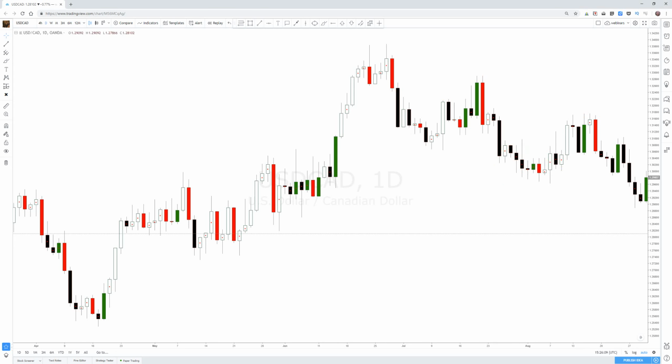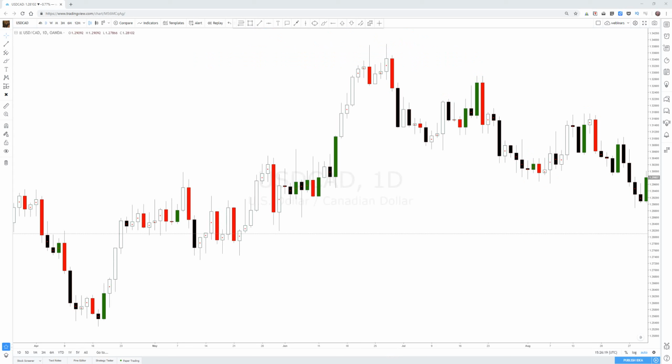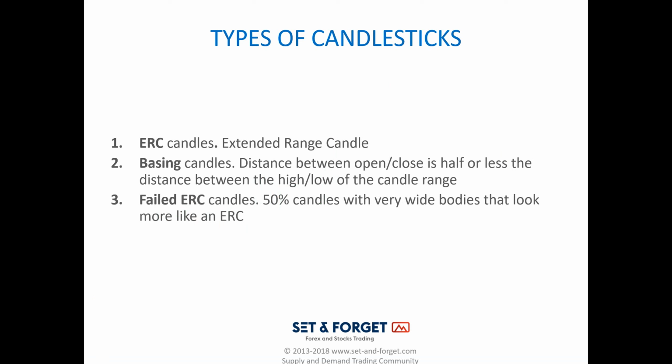And this is what I wanted to cover. I wanted to show you that any price chart is made of these three candlesticks. We have the ERC candles, then we have the basing candles, and then we have the failed ERC candles. And remember, the failed ERC candles are going to be a very important candlestick type that you're going to be struggling with in the future. So remember about this one.